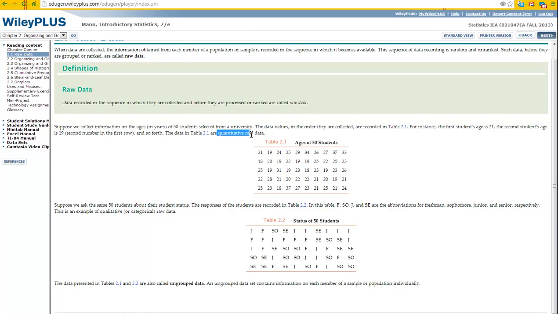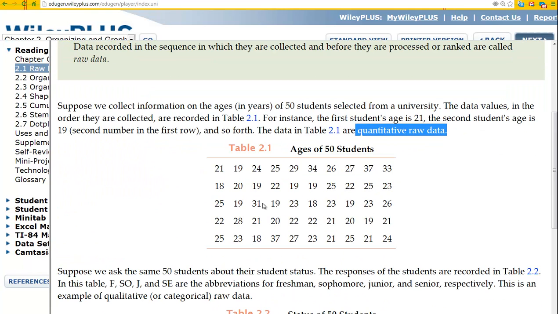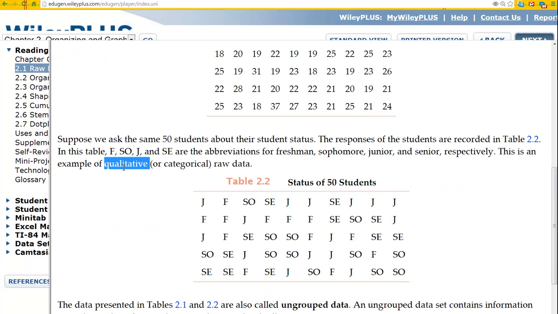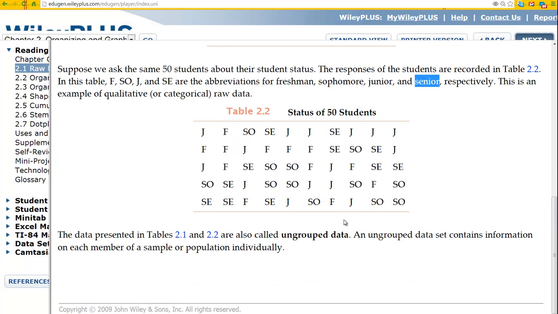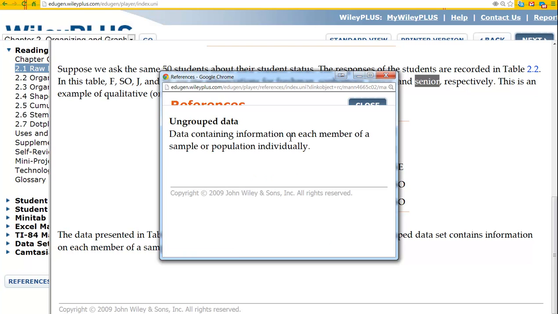This one is quantitative raw data. Let me make this bigger. So this is quantitative raw data here, and this is qualitative raw data, or categorical raw data, because we have categories, right? Like first year, or called freshman. Another category would be sophomore, junior, senior. So those are categories, so that's called categorical. And they refer to this as ungrouped data: data containing information on each member of a sample or population individually.